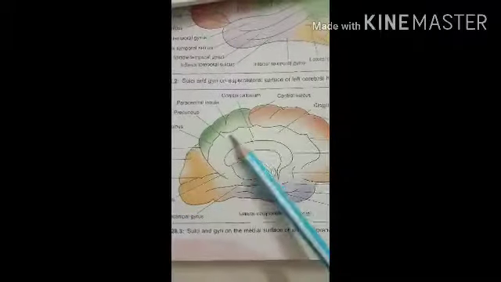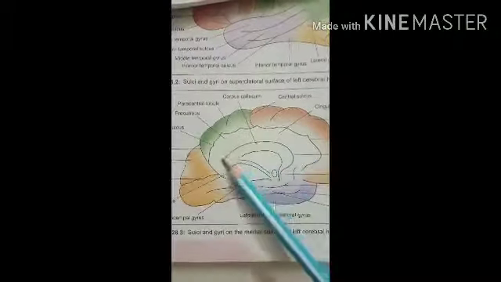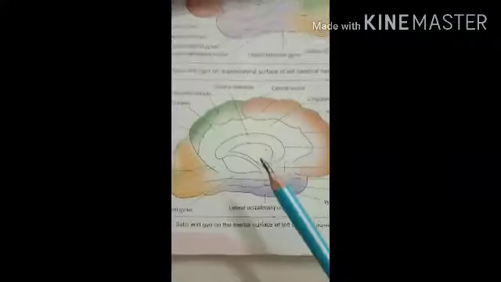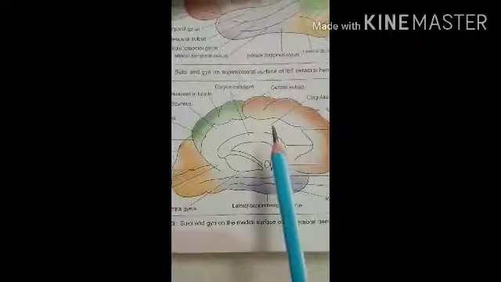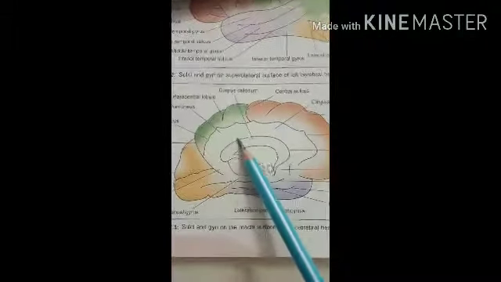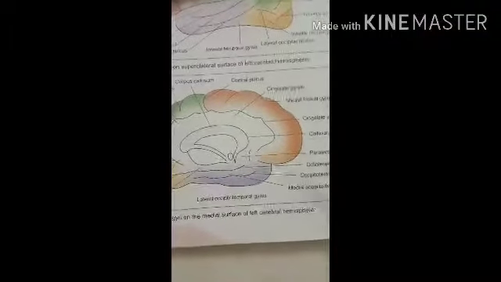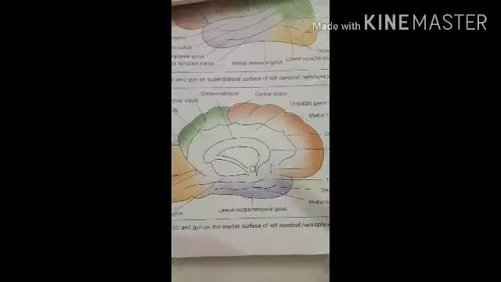So this area is called the cingulate gyrus. Then the callosal sulcus. This sulcus separates the cingulate gyrus from the corpus callosum. Here, on the upper border of the corpus callosum, the sulcus that is present is the callosal sulcus.